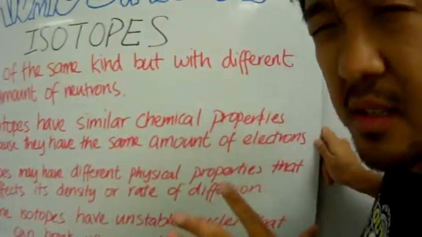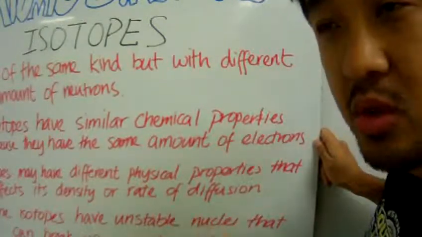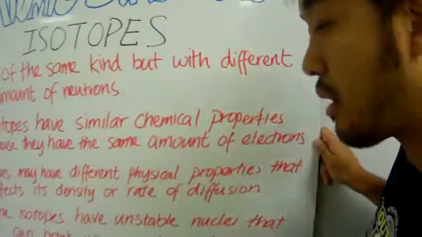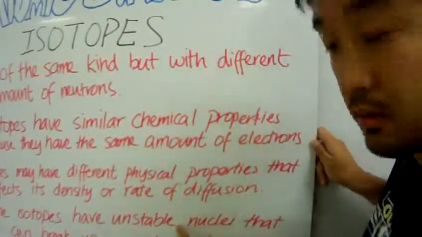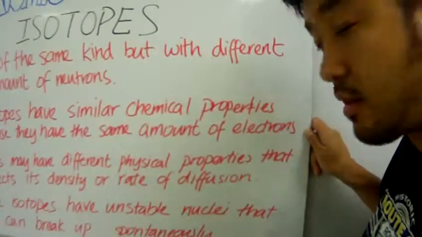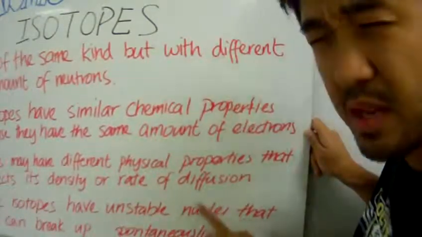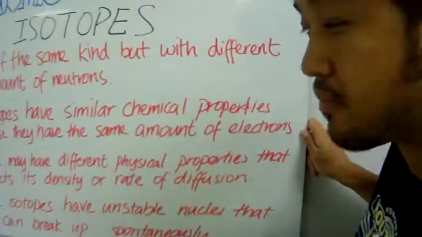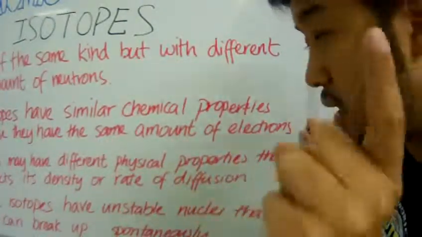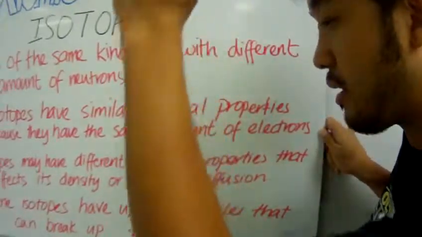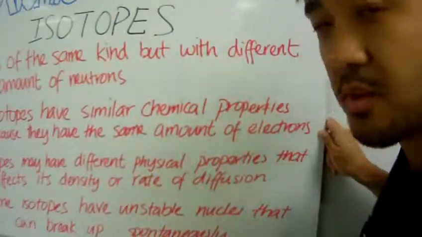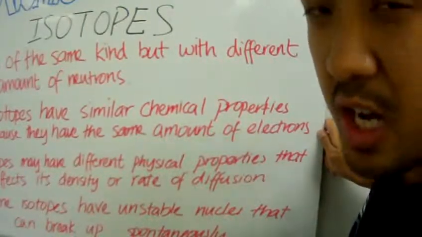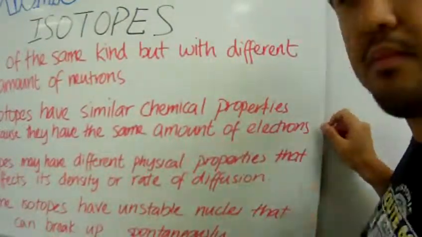And because isotopes have different amount of neutrons, some isotopes may have unstable nucleus. Alright? Some isotopes may have an unstable nuclei that can break up spontaneously. And that's what we're going to talk about in the next lesson, about unstable isotopes that break down spontaneously and emit radiation.